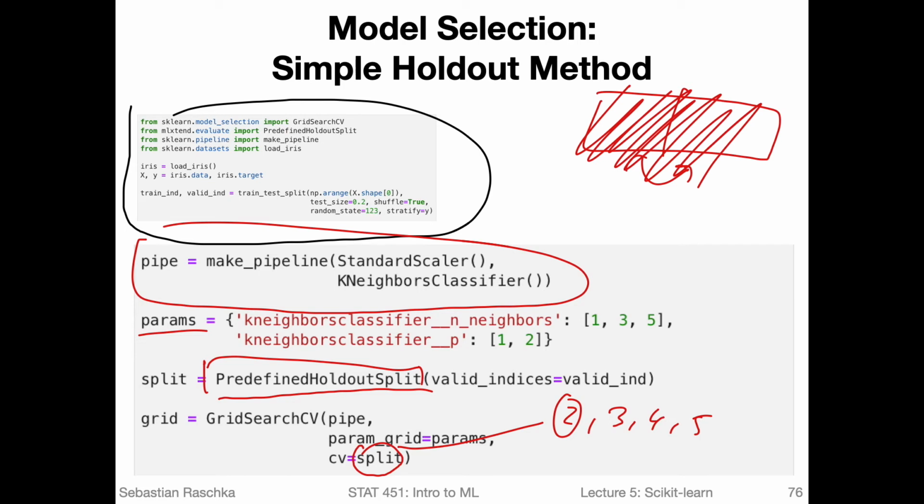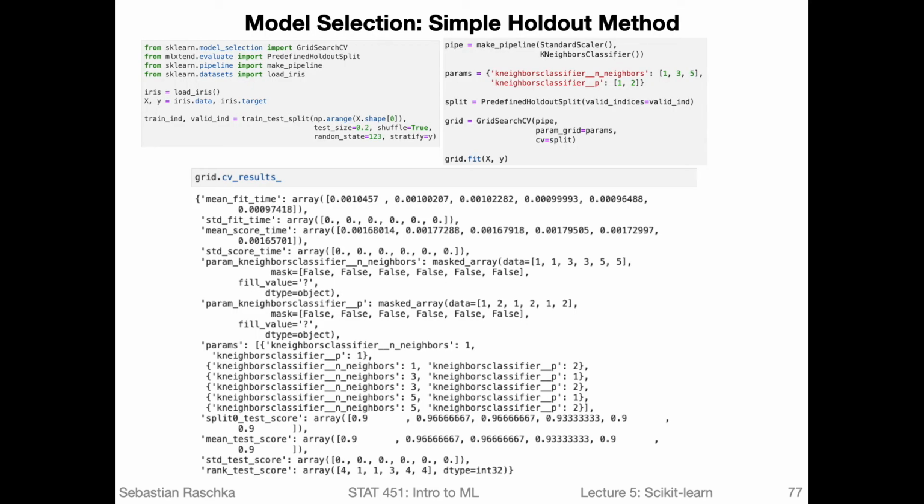In any case, there's maybe too much detail. Maybe ignore even the predefined holdout split here. For now, it's something you probably won't use in practice. So what's more important here is the pipeline and the hyperparameter grid, and then grid search CV will do the hyperparameter search for us. So here is how it would look in action.